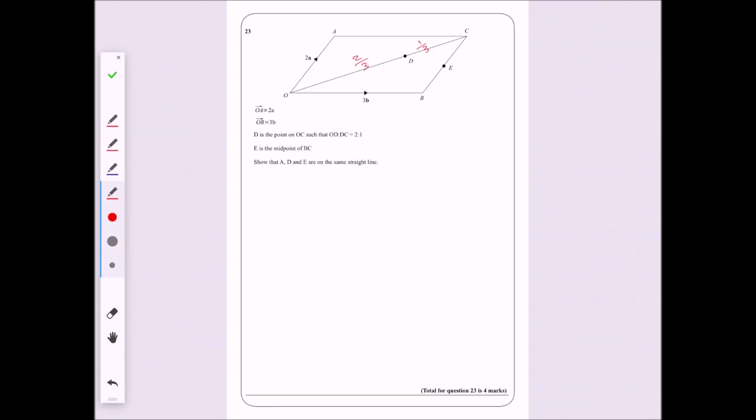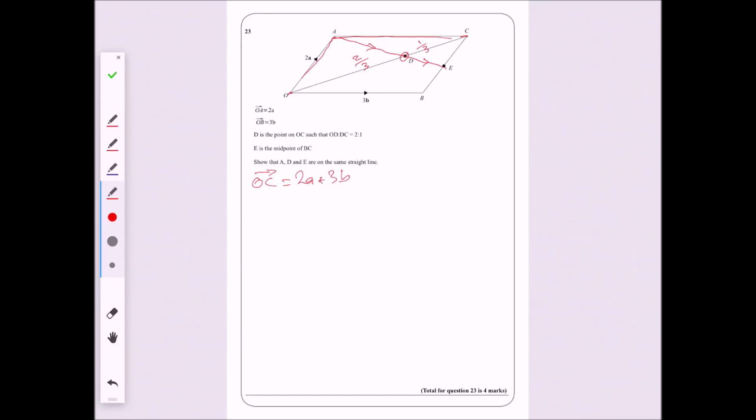So to show that A to D and D to E is a straight line, we need to work out the vector of that and the vector of this and show that they are parallel, and then say that they share the point D. So first of all, to work out AD, I need to work out OC first. So OC is going from here to here. So I'm going to go up 2 A's and along here plus 3B. So OC is 2 A's, add 3B.